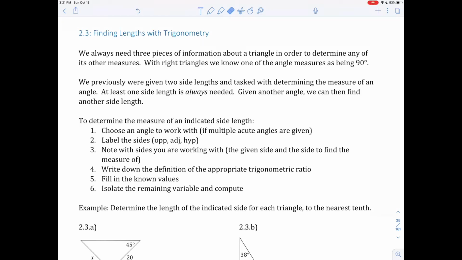2.3 Trigonometry! Finding Lengths. As DJ Tibbs stated, we're going to be finding lengths with, of course, trigonometry today.